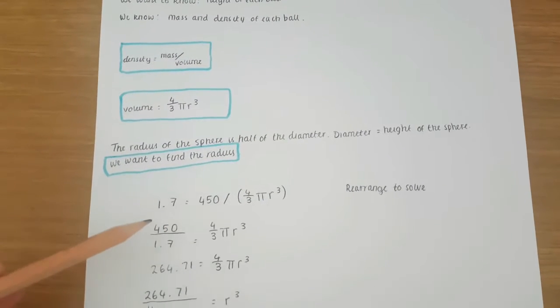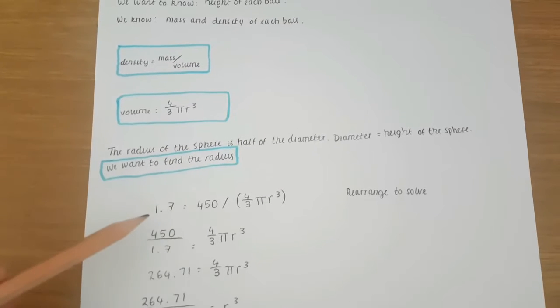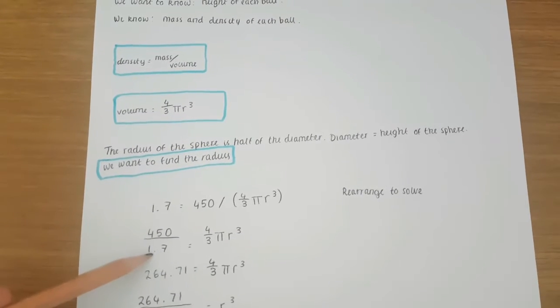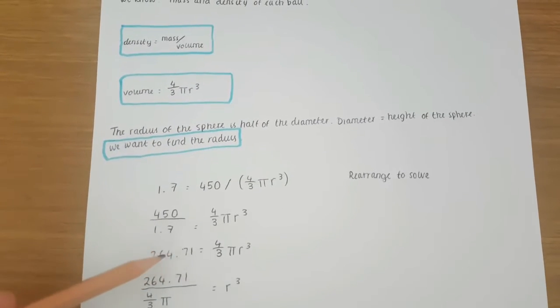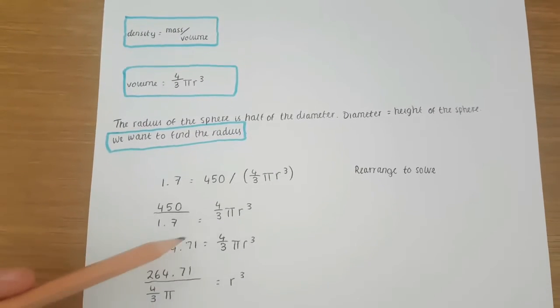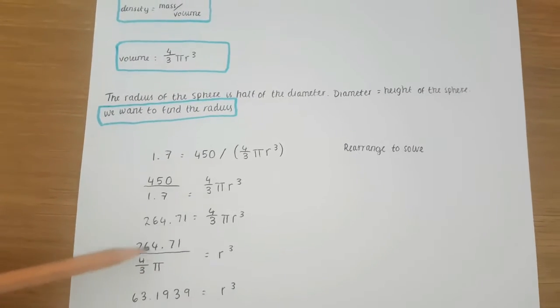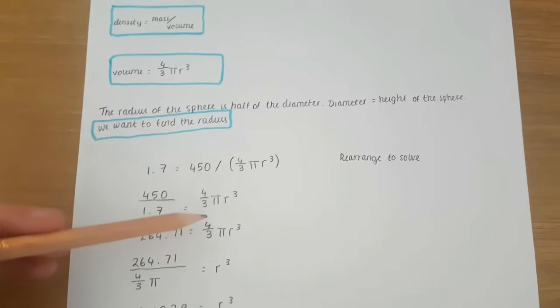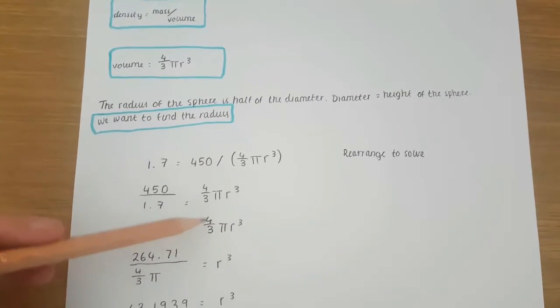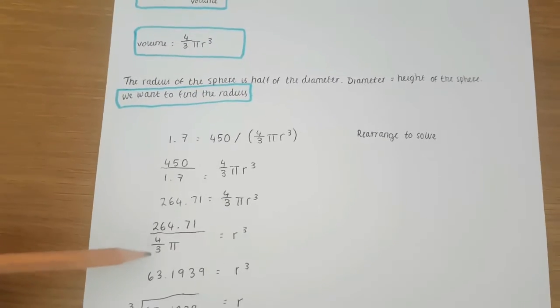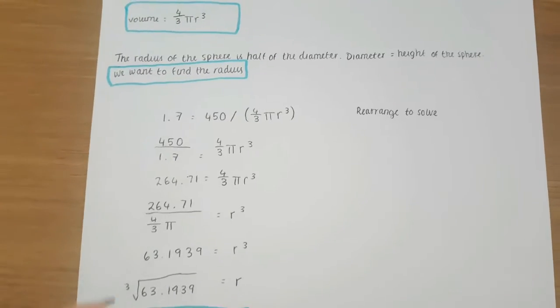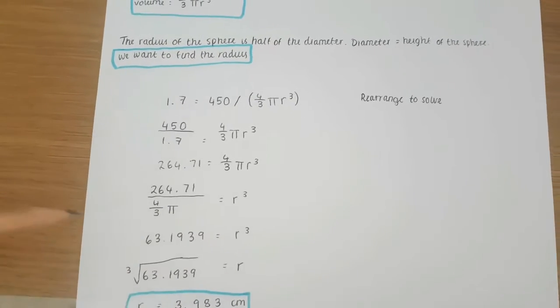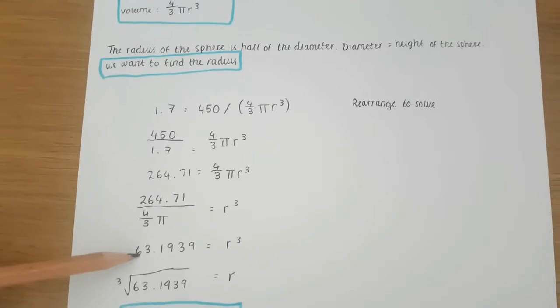So in each step, I'm just rearranging as I normally would. So I'm dividing 450 by 1.7 and then evaluating this to a number so that it's easier to figure out after I do this in the calculator. I'm then going to divide by 4/3 pi, because obviously 4/3 pi is technically just a number. So I then put this back into my calculator to evaluate again. And finally, I have R cubed is equal to 63.1939.